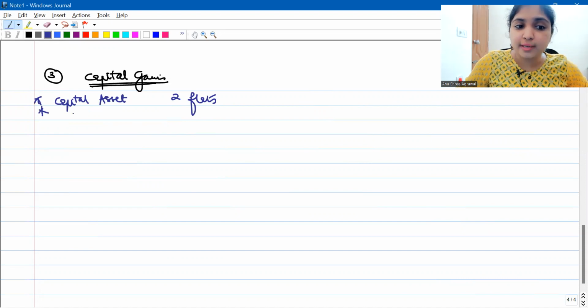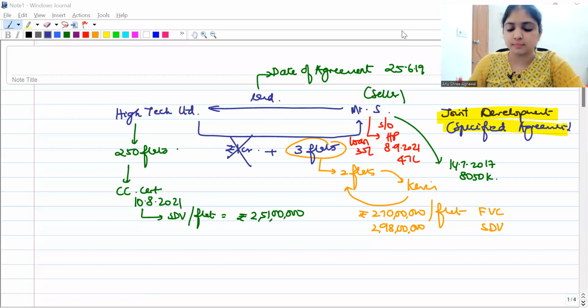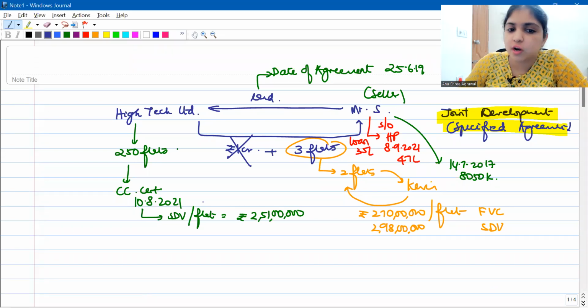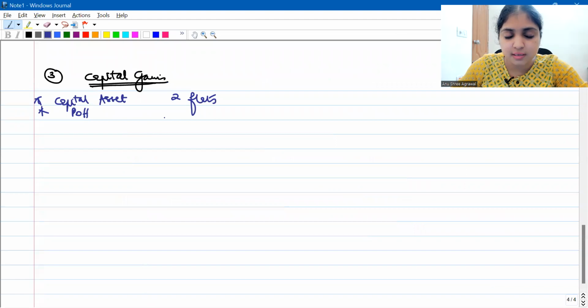Then what's the next thing we check? Period of holding. When did Mr. Sakshar acquire these flats? When will the period of holding start? The date of acquisition of the 3 flats would be 10th August 2021. That is when the flats were ready. Construction completion certificate came only on 10th August 2021. So that would be the date of acquisition. So Mr. Sakshar got the 2 flats, and his period of holding will start on 10th August 2021.